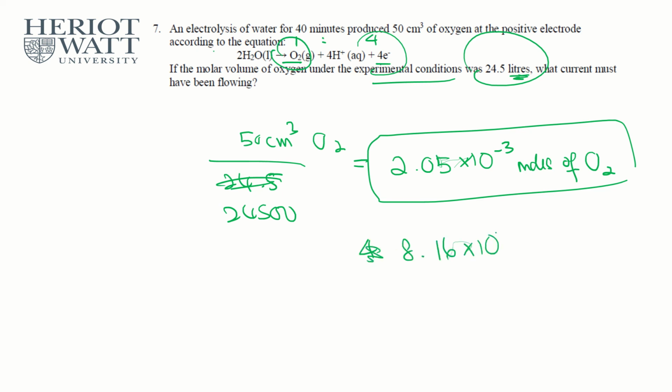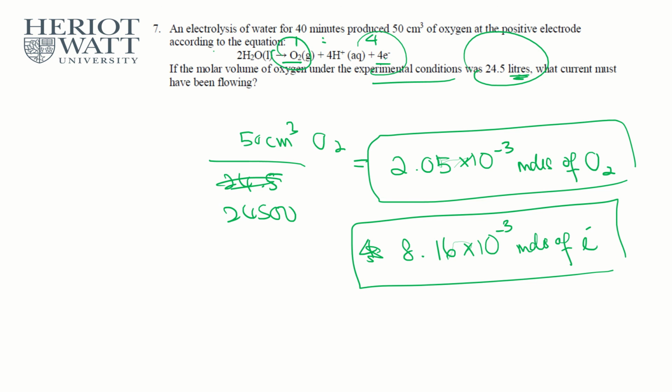8.16 times 10 to the power of negative 3. So that's the mole of electrons. After times 4, the ratio is 1 to 4 here. So we got the number of moles of electrons. What next? We need to know the charge, right? So how to get a charge again?